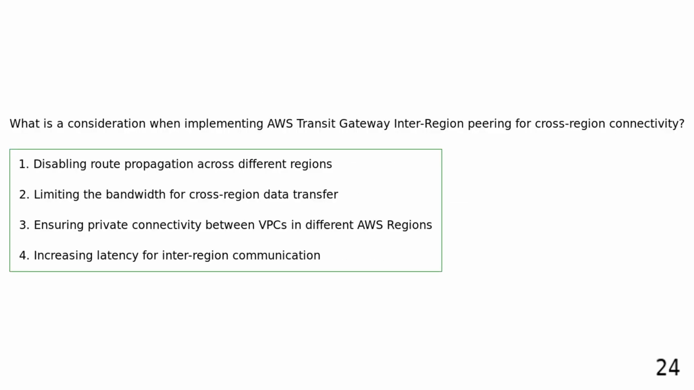What is a consideration when implementing AWS Transit Gateway inter-region peering for cross-region connectivity? Disabling route propagation across different regions. Limiting the bandwidth for cross-region data transfer. Ensuring private connectivity between VPCs in different AWS regions. Increasing latency for inter-region communication.